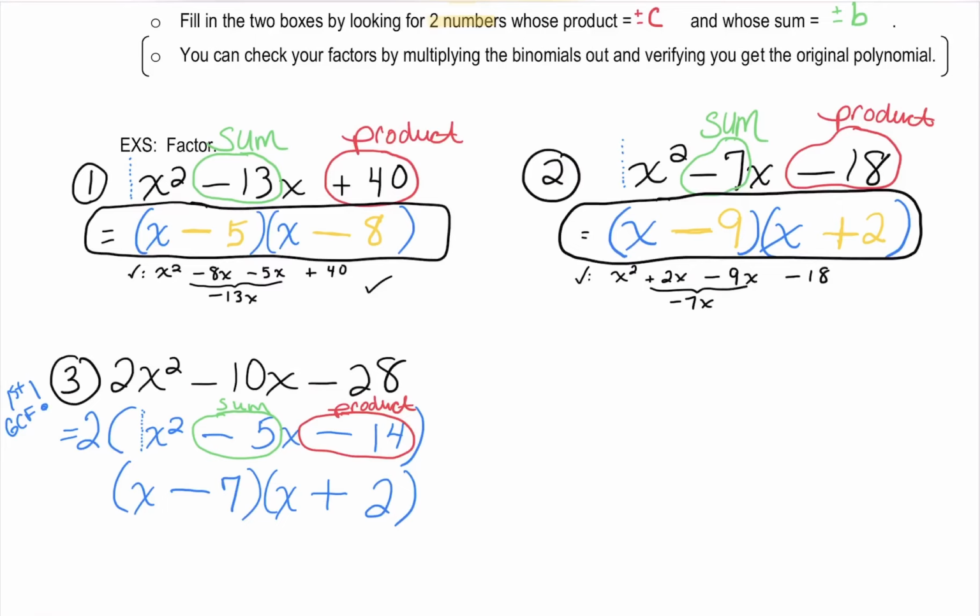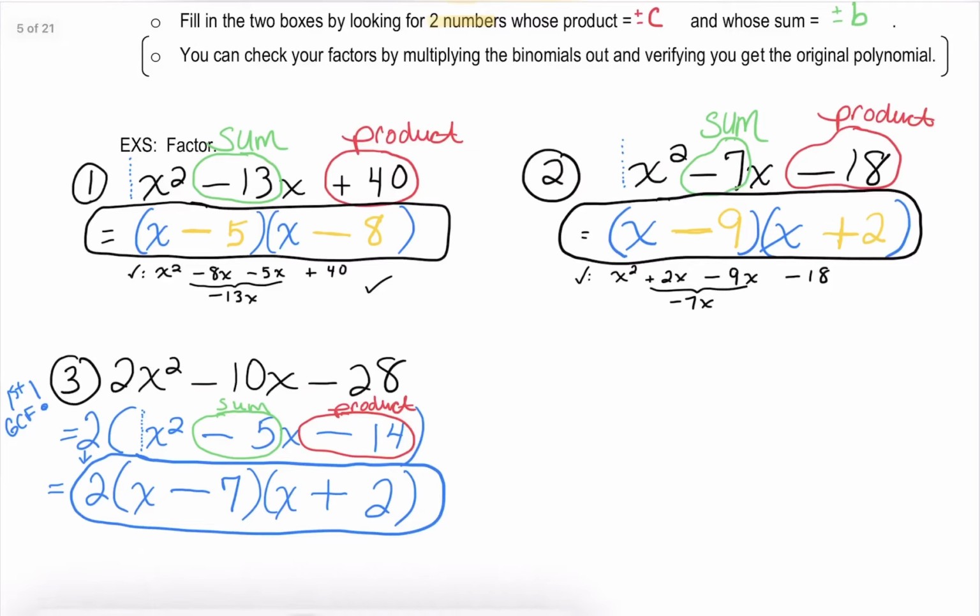And the last thing I want to mention on this one is anytime you have factored out a GCF in the first step, even if it's just a little unassuming constant, it is part of the complete factorization. So you need to get that GCF carried along in your final answer.